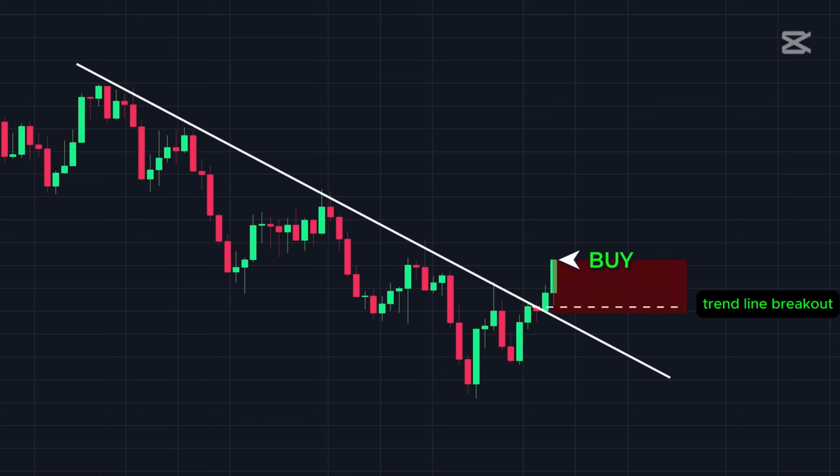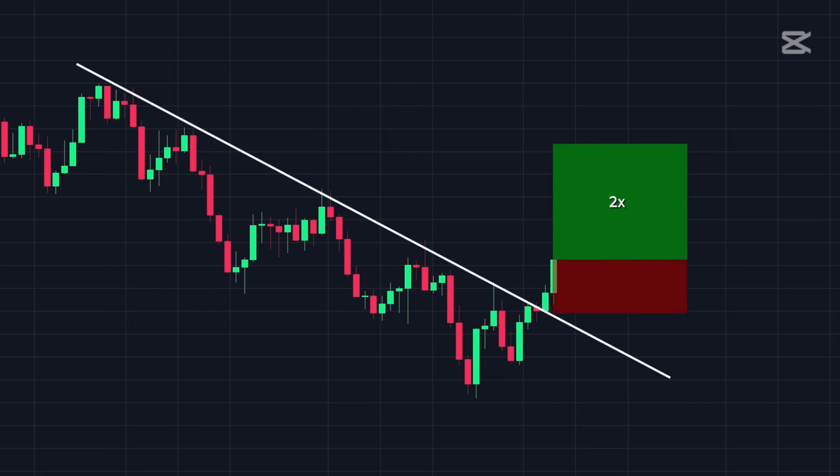How to set stop loss and take profit. Place the stop loss just below the breakout area. Set the take profit at twice the stop loss.